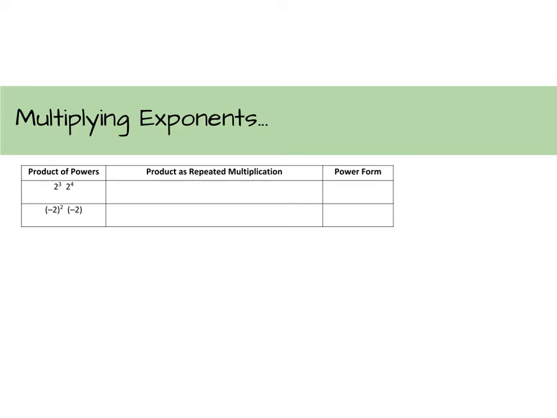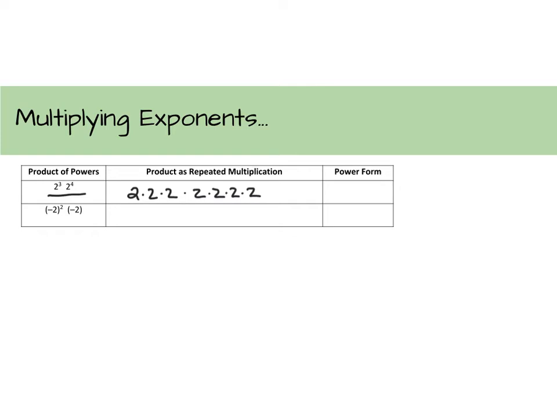You might recognize this chart from a previous lesson we had. So let's look at what the question is asking us. It's giving us a product of powers. So we're multiplying 2 cubed by 2 exponent 4. Now, let's write that as repeated multiplication. So we have 2 multiplied by 2 multiplied by 2 multiplied by 2 times 2 times 2 times 2.